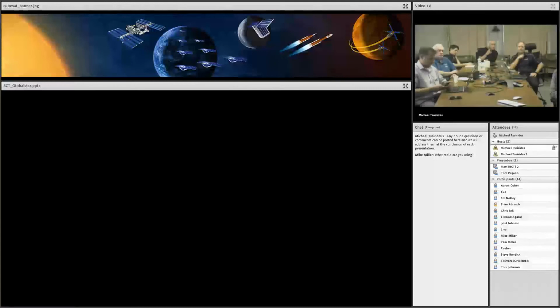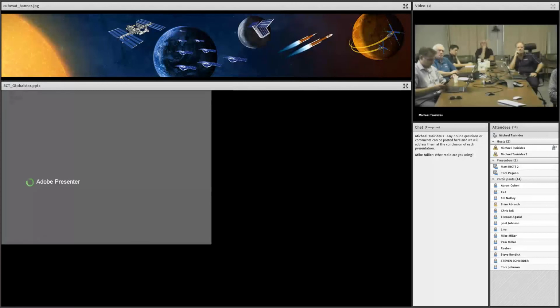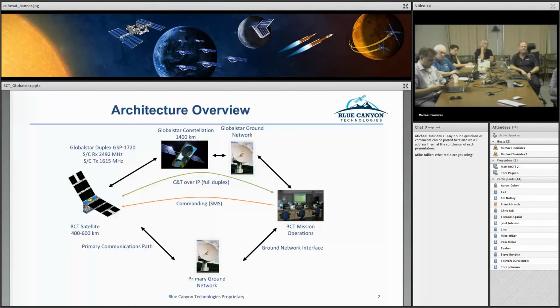So first of all, an architecture overview of how we use the Globalstar system in conjunction with our primary comm system. In the lower half of the chart, you see our primary comms is a very typical TT&C link. There's a ground network, and we have an interface back to our mission operations center.